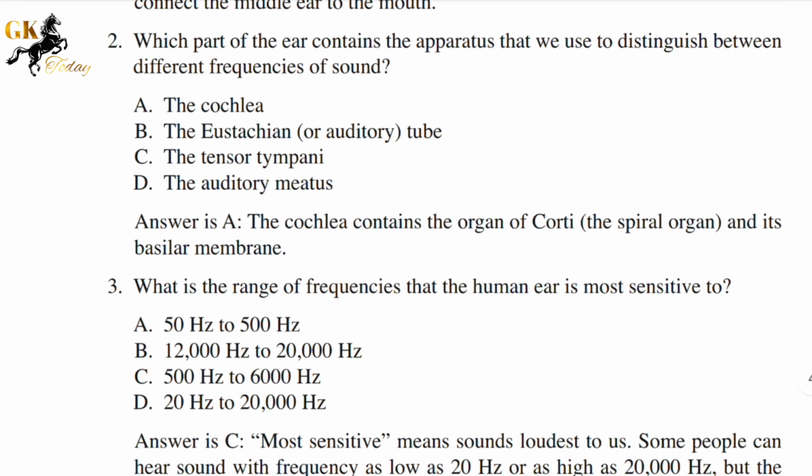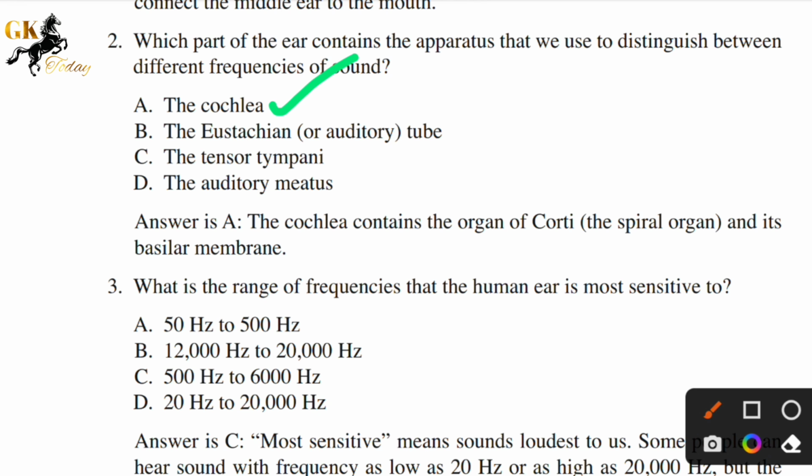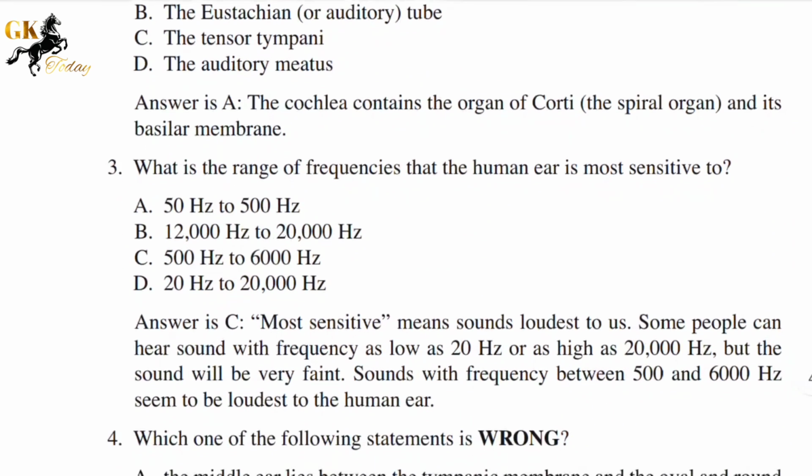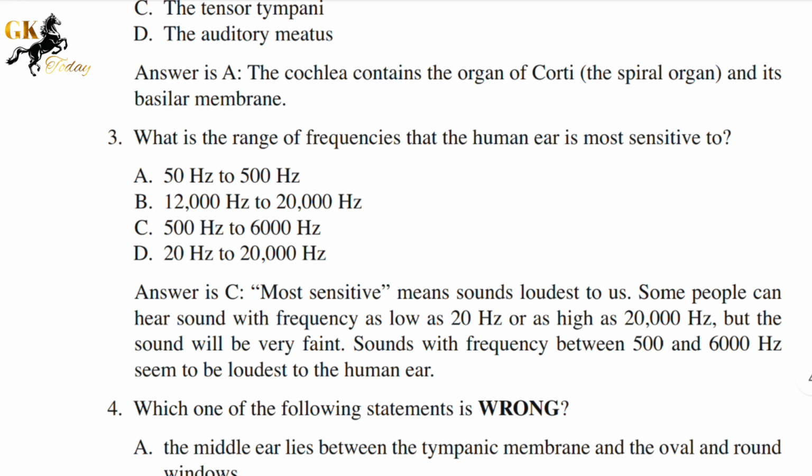Which part of the ear contains the apparatus that we use to distinguish between different frequencies of sound? Cochlea, Eustachian tube or auditory tube, tensor tympani, auditory meters. Option A, cochlea. What is the range of frequencies that the human ear is most sensitive to? 500 Hz to 6000 Hz. Option C.